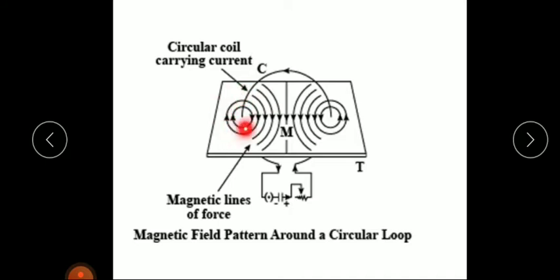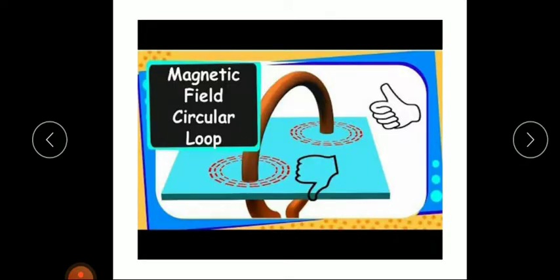Here you can see smaller circles, and the circles become bigger and bigger as we move away from this point, and the magnetic field lines appear as a straight line at the center, and you can see the same pattern here also. Then how can we get the direction of these magnetic field lines? For that we can use the right hand thumb rule.